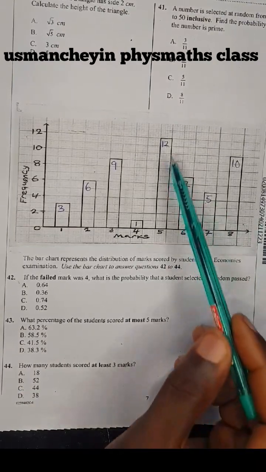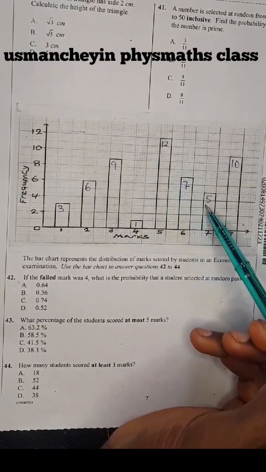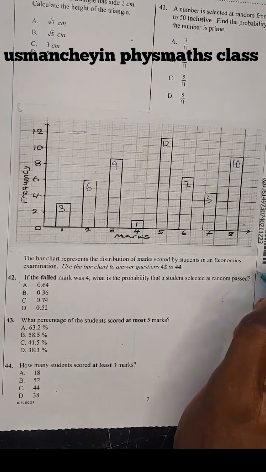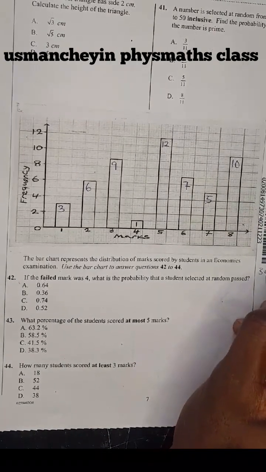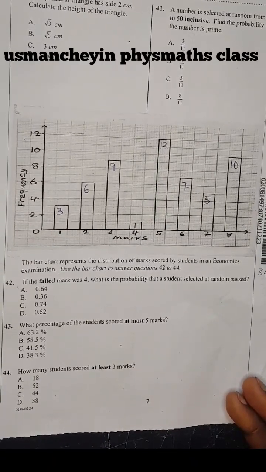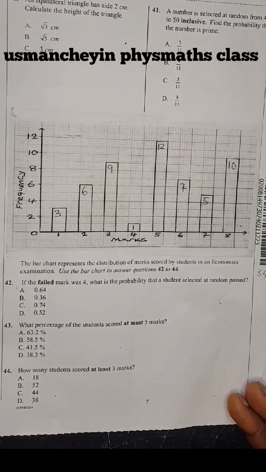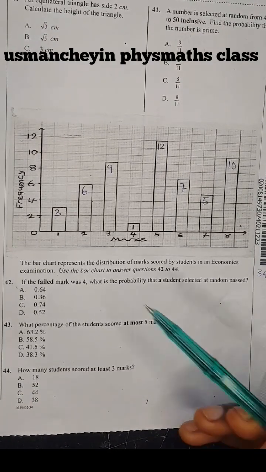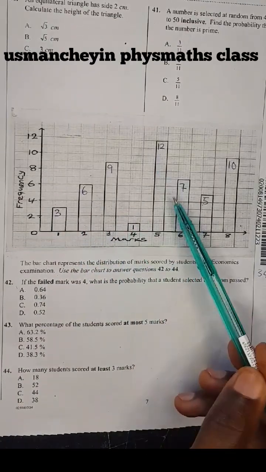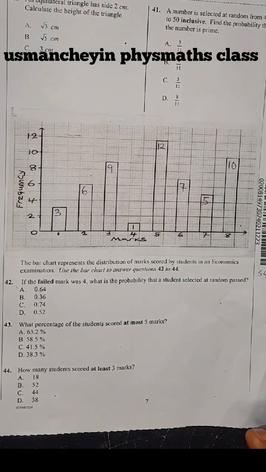All right, so we total the number of students that passed first. This is 12 plus 7 plus 5 plus 10, and this is going to give us 34. Then we are talking of probability, so we need the total number of students that sat for the examination. The total is 3 plus 6 plus 9 plus 1 plus 12 plus 7 plus 5 plus 10, and that is going to give us 53.